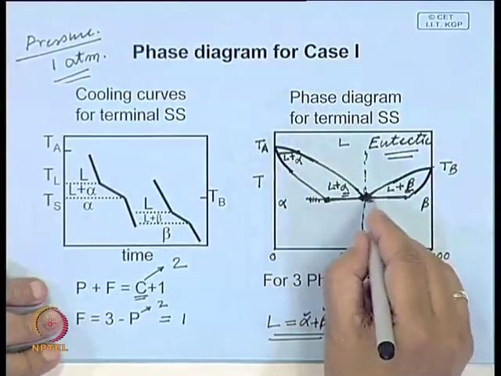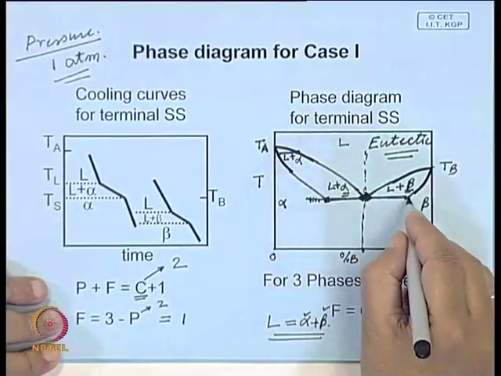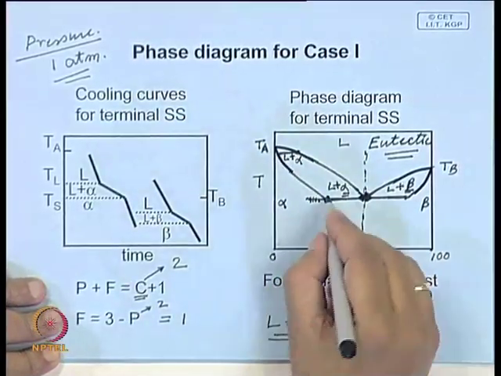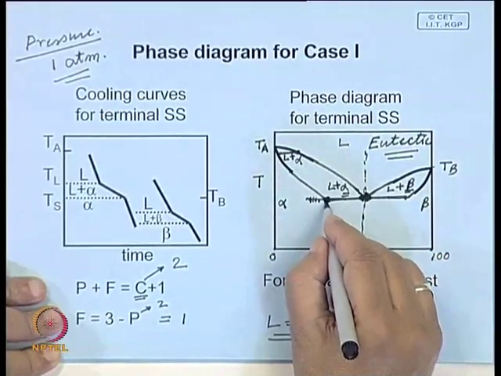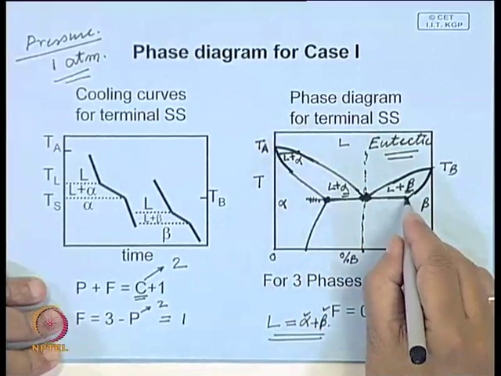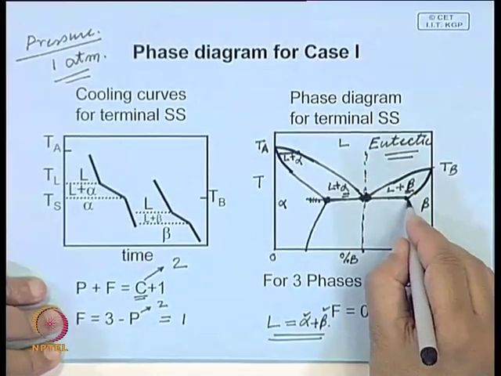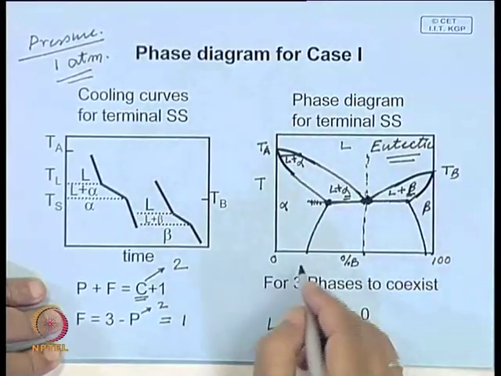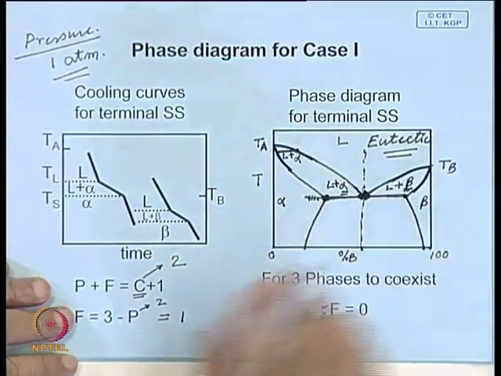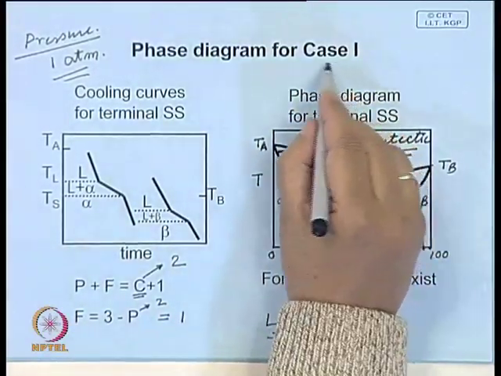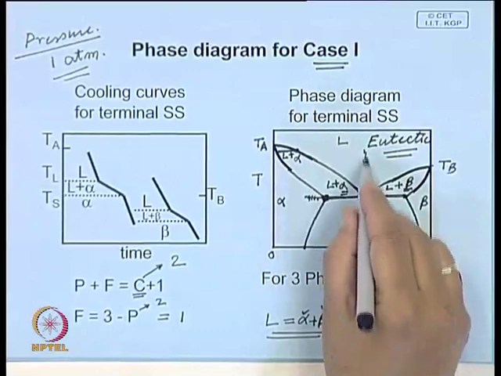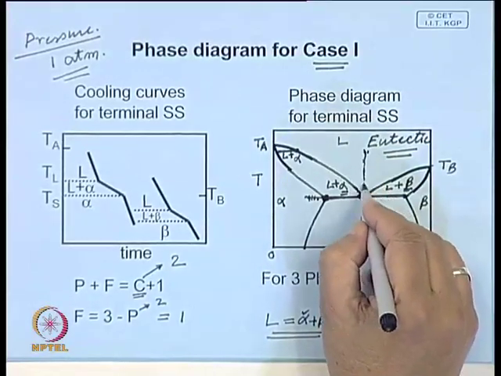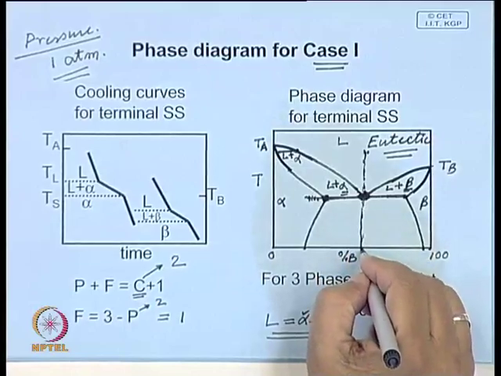And what happens if you go lower down, that is, if you lower the temperature? Now there can be two cases. Usually the solubility of B in A decreases with temperature, and in that case it goes like this. Similarly, if the solubility of A in B decreases, it goes like this. So this is a typical diagram of case 1, where three phases can coexist and the final structure that forms is called a eutectic alloy, which has a specific fixed composition.